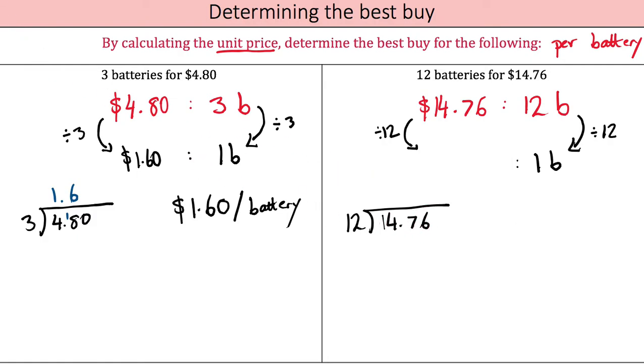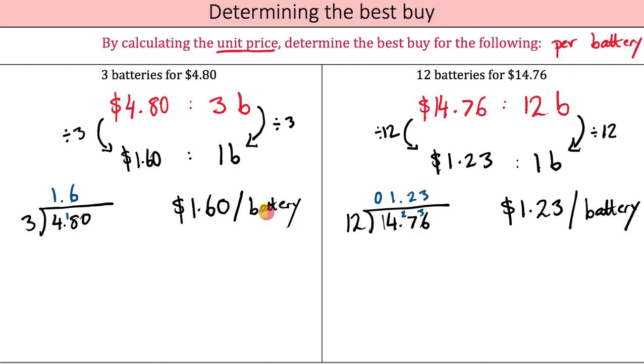14.76. Let me get a blue pen. How many times does 12 go into 1? It does not. How many times does 12 go into 14? Well, that goes in 1 time with 2 left over. How many times does 12 go into 27? Well, that goes in twice with 3 left over. How many times does 12 go into 36? That goes in 3 times. So that means my answer here is going to be 1.23. So 1 battery is going to cost me $1.23. So that is what it's going to be.